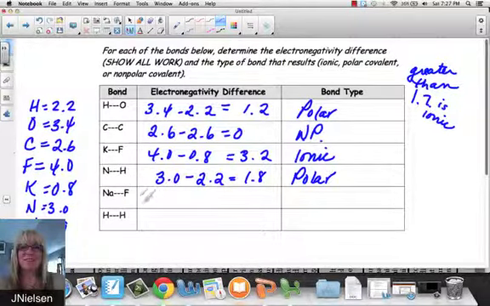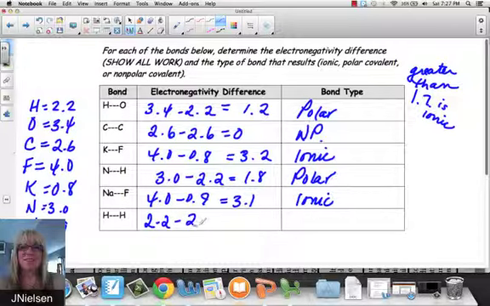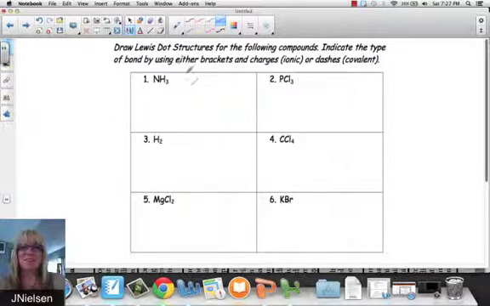Na and F, so we've got 4 minus 0.9, which is going to be 3.1. So that's going to be ionic. And then HH is going to be 2.2 minus 2.2. It's going to be 0. It's going to be nonpolar. Okay, almost done. This will do some review of Lewis dot structures and the type of bond by using brackets and charges or dashes if covalent.